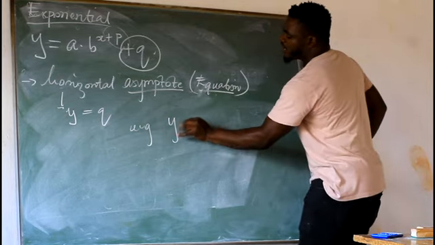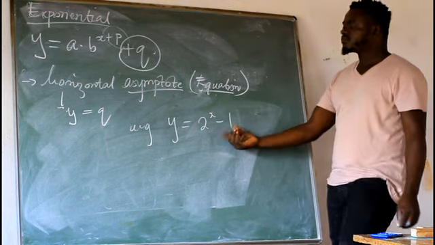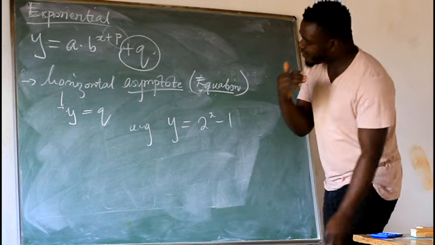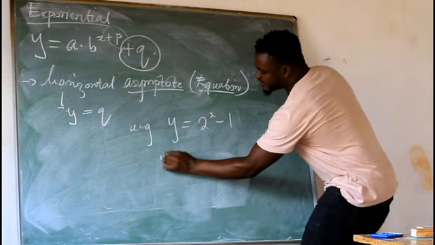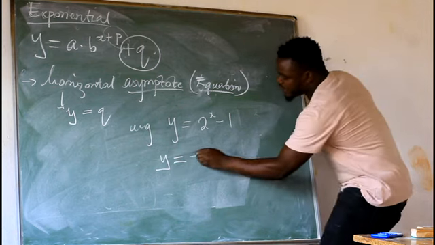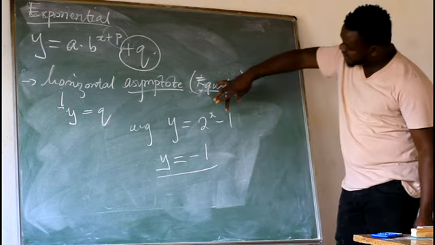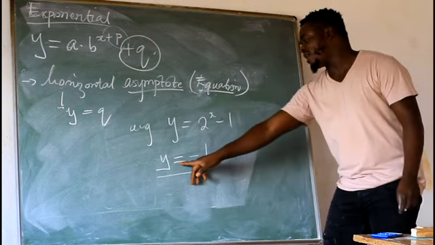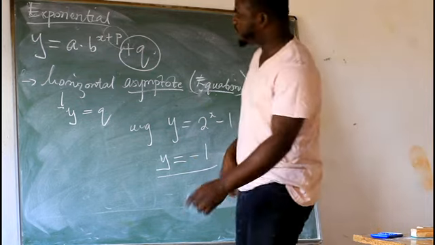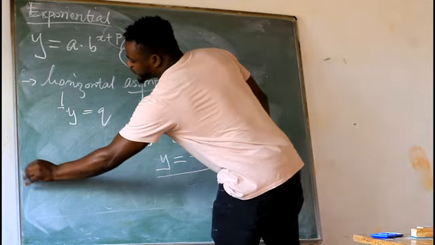Let's say given y equals 2 to the exponent x minus 1, and they say determine the equation of the asymptote. Now, the equation of the asymptote to this problem is going to be very simple. You just take the q, which is negative 1, together with the sign, and the sign now is negative. Therefore, y equals negative 1. Very simple. Now, let us move further to the exponential graph.